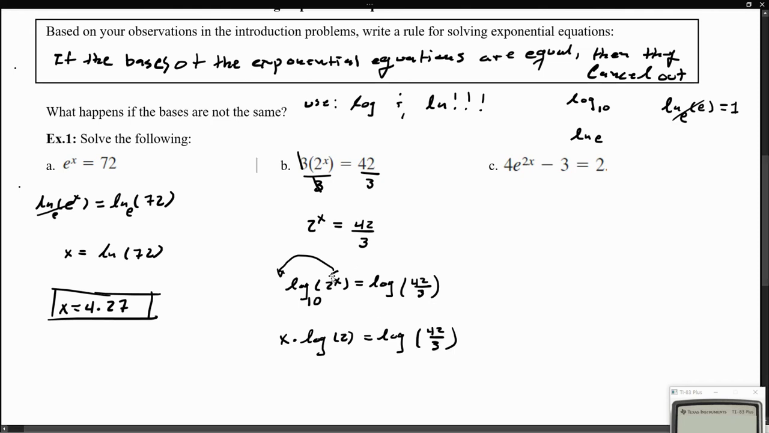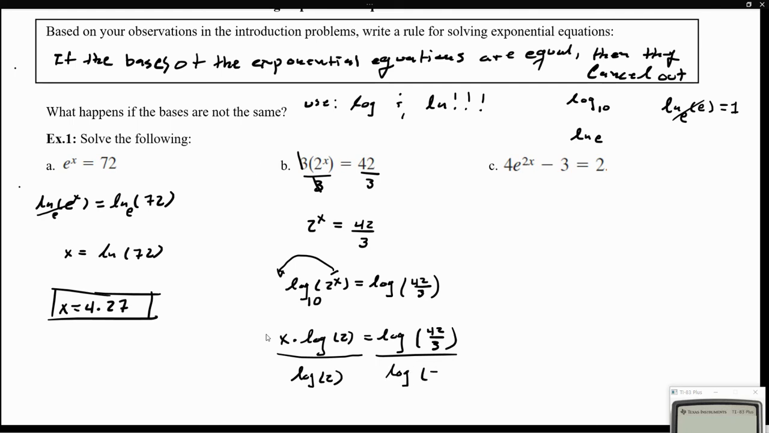And when we bring the exponent to the front, it becomes a multiplication. And this is still our objective. Our objective is to still solve for x. So how do we solve for x? Well, they are multiplying, so let me just divide. So let me do the opposite. So let me divide by log of 2 to both sides.